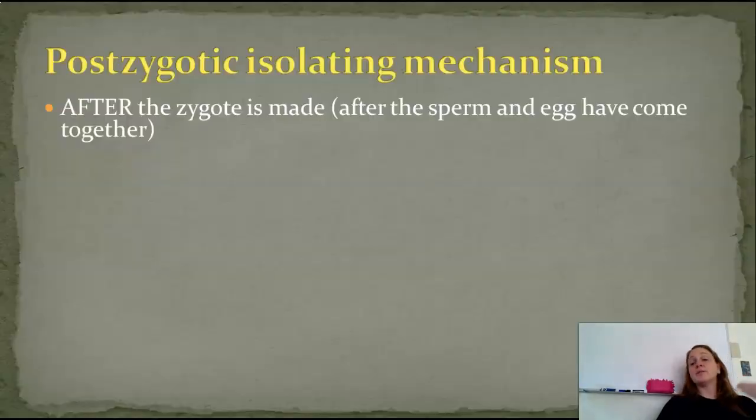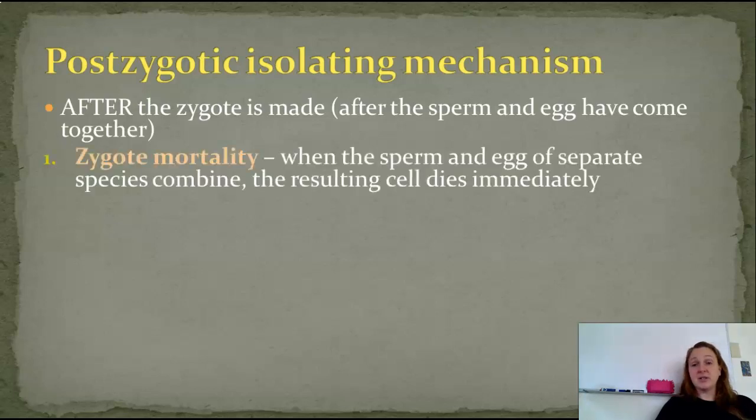But what if the sperm and the egg combine anyways? What if you've made that zygote? Are there any isolating mechanisms for what could happen if sperm and egg combine of separate species? So one of the things that will happen is zygote mortality. Pretty self-explanatory. Sperm and egg came together, but then the zygote, the baby, the offspring, did not survive.